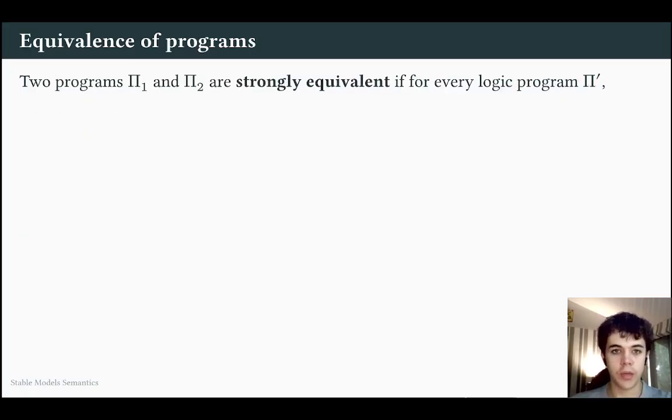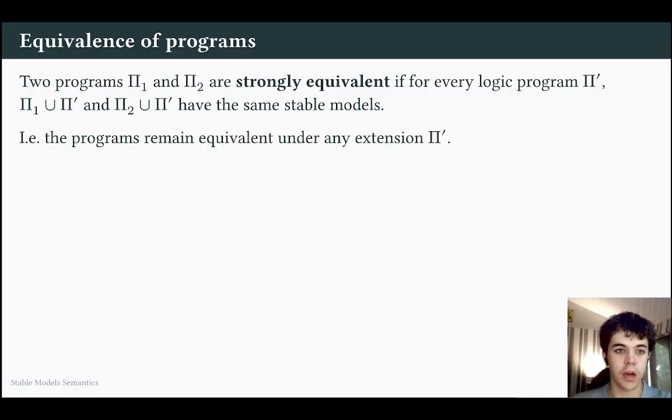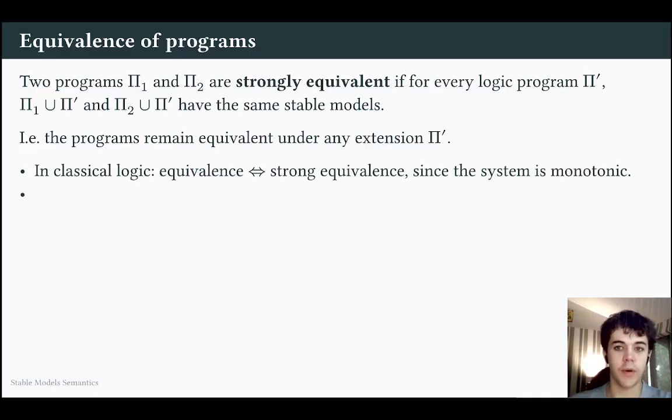Two programs pi1 and pi2 are strongly equivalent if for every logic program pi prime, the combination of pi1 and pi prime and of pi2 and pi prime have the same stable models, where the combination is the union of those two programs. That is, the programs remain equivalent under any extension pi prime, where an extension is another program that we combine.